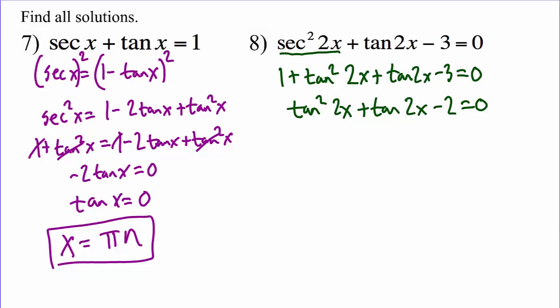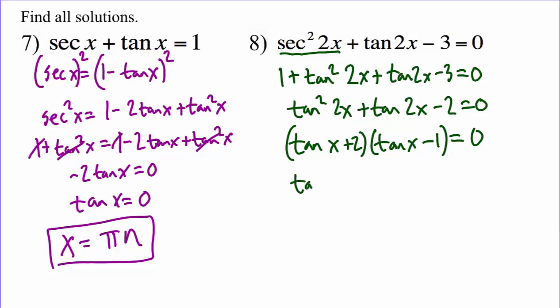Okay, so now this is actually a factorable quadratic. This is tangent of x plus 2 times the tangent of x minus 1. That would give us the correct middle term, so that's equal to 0. And I get two possibilities here. I could have tangent of x equal to -2 or tangent of x.